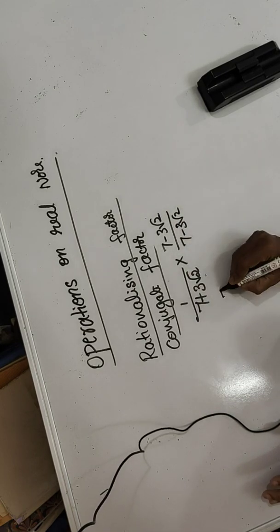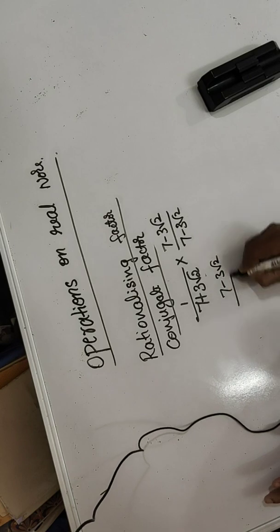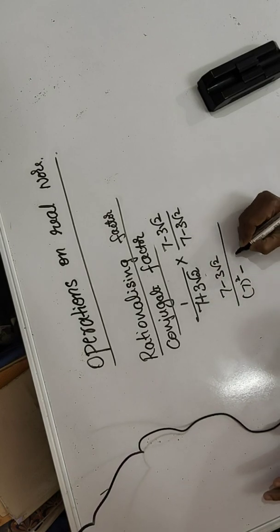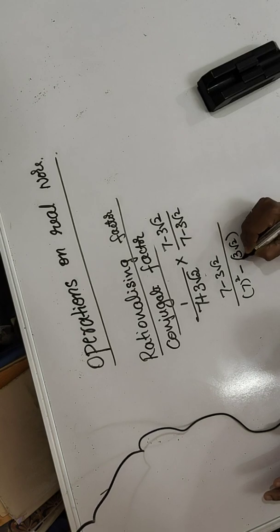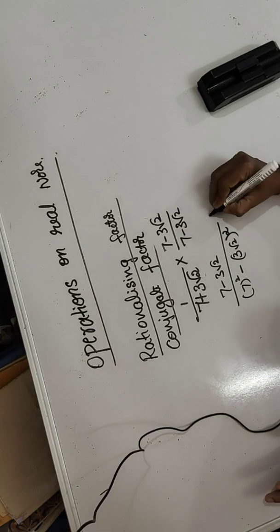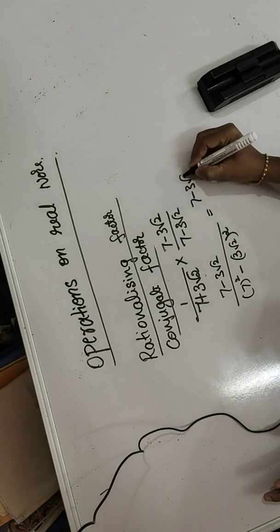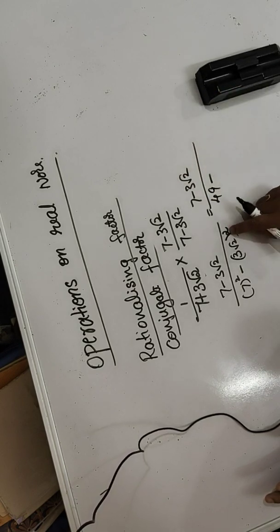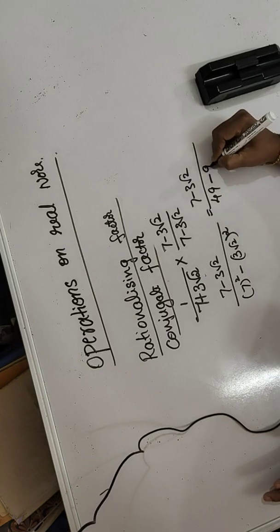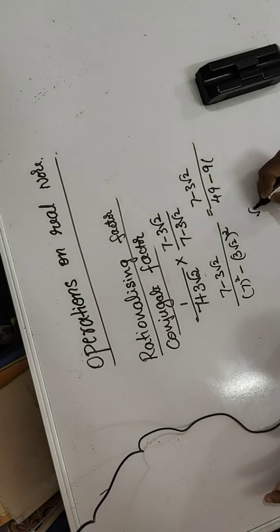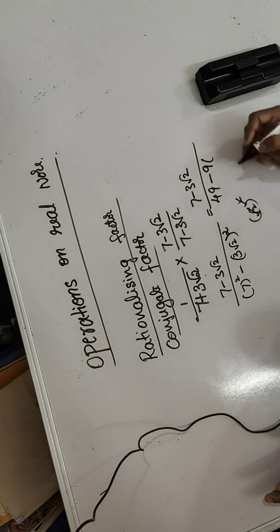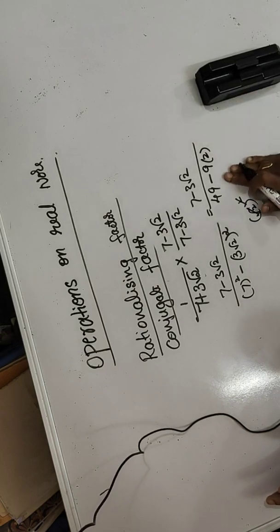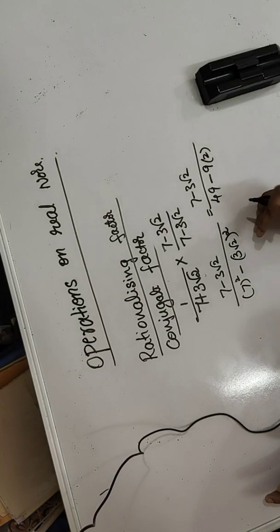See, multiply 7 minus 3 root 2. 7 a square, 7 square minus b square. See here two numbers are there, two numbers also you have to write inside the bracket. 7 minus 3 root 2, a square 49. Here both you have to square. One is 3 square is 9 and root 2 square, the square cancels, 2 remains. Understood? Both are there to square.